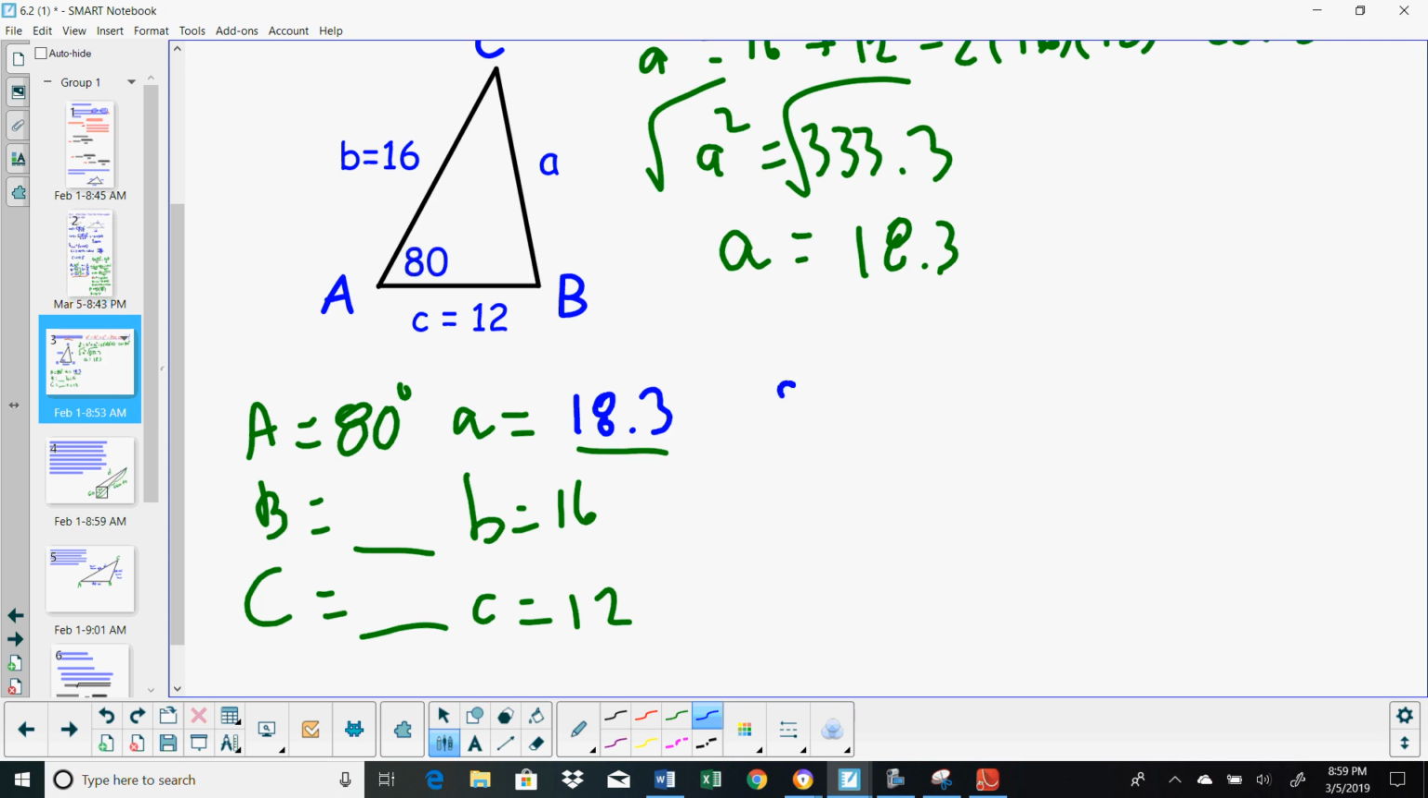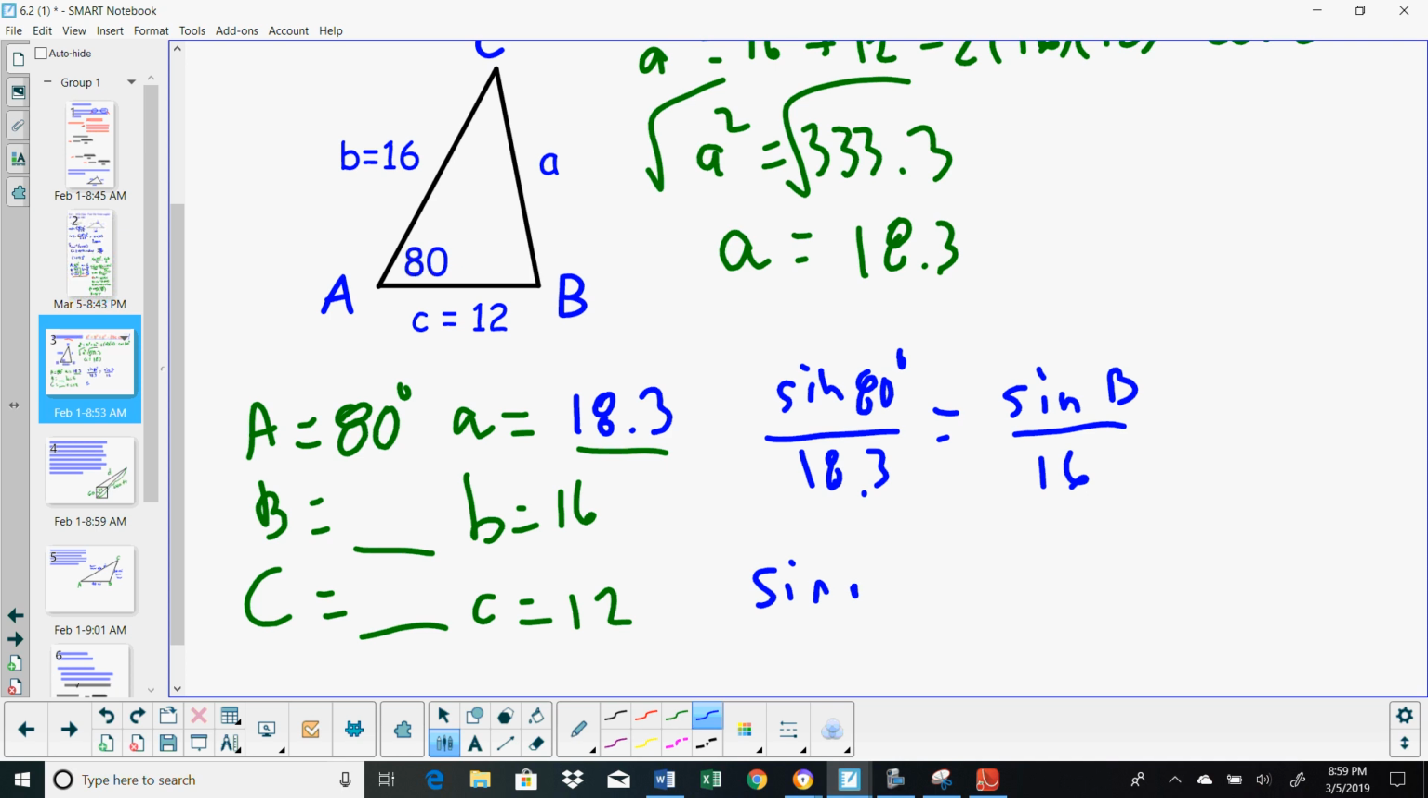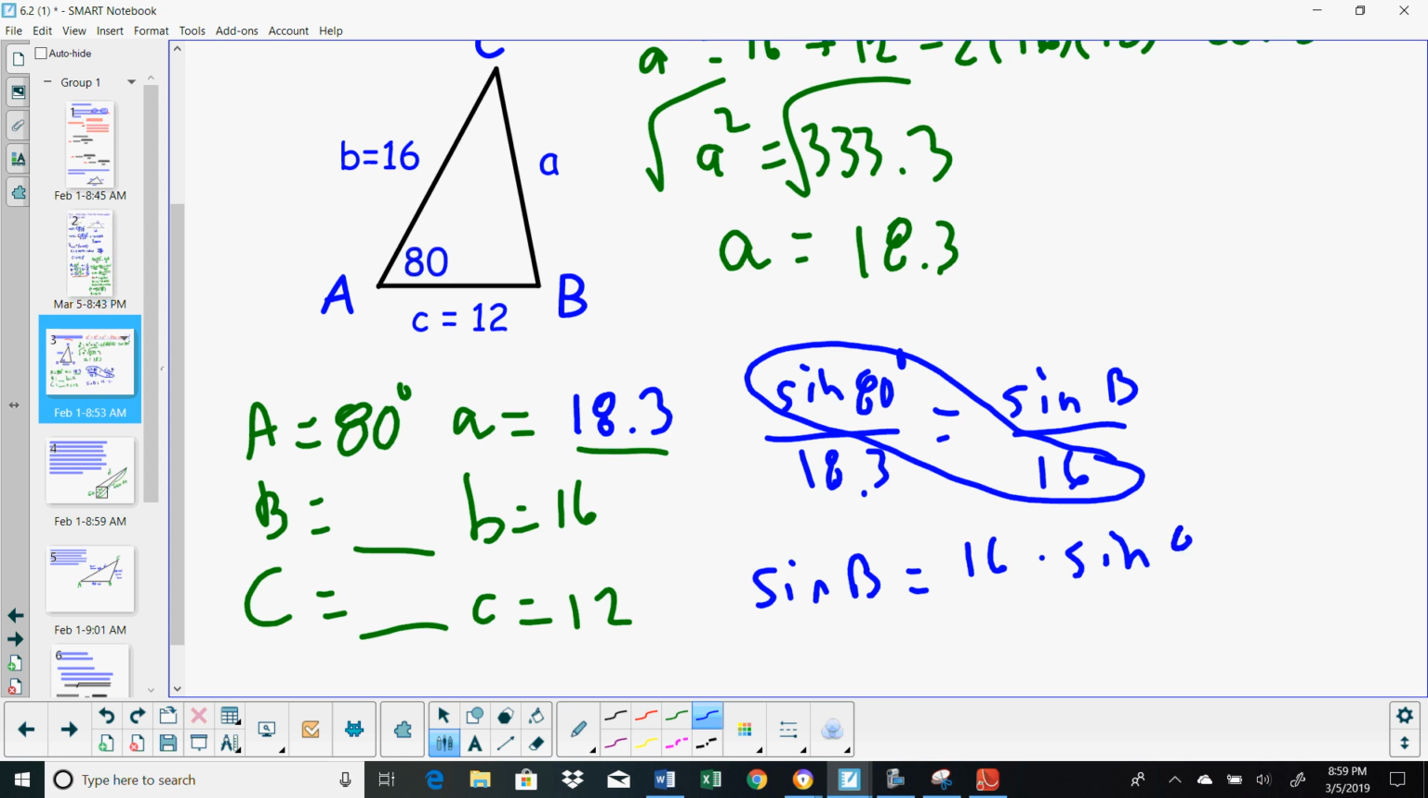So let's do that. We're going to say sine of 80 degrees over 18.3. That's really sine of A over A equals sine of angle B over the length of B, which is 16. When I cross multiply here, I'm really going to get that the sine of angle B is going to be these guys multiplied together. That's 16 times the sine of 80 degrees divided by 18.3.